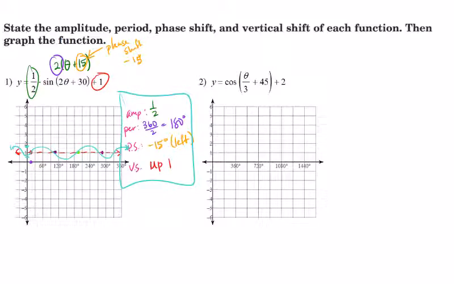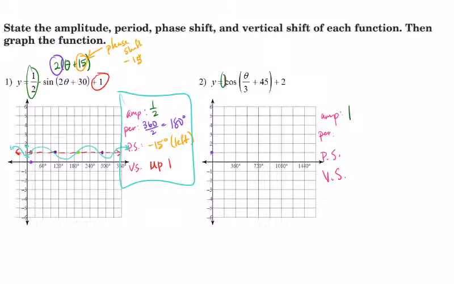So number 2. So here we have cosine. So cosine usually starts right here on 1, right at the top of the wave. So here the amplitude, period, phase shift, and vertical shift. So amplitude is 1, right? So we can put a 1 right here.